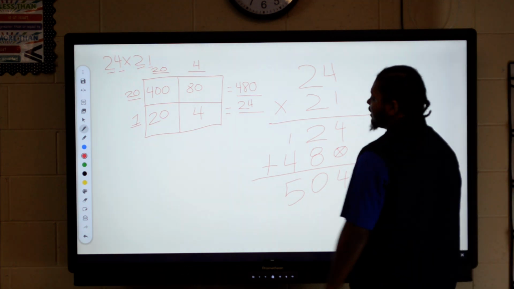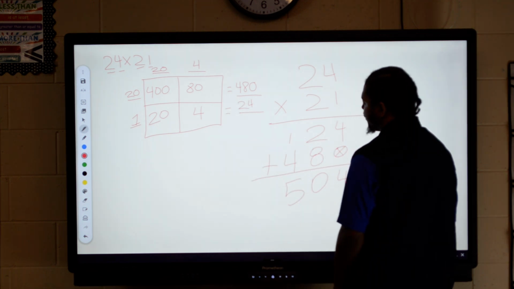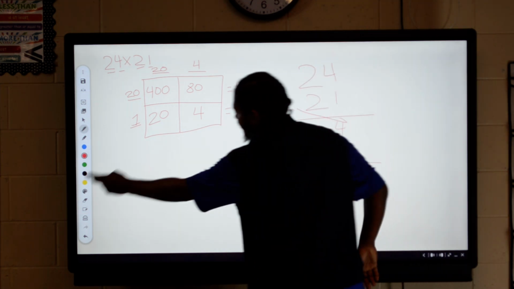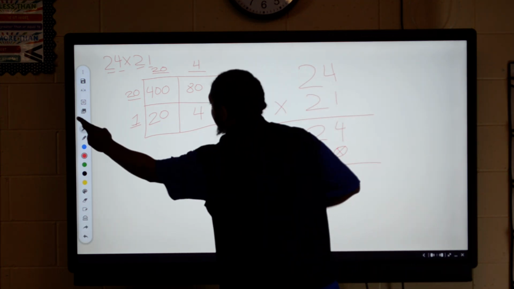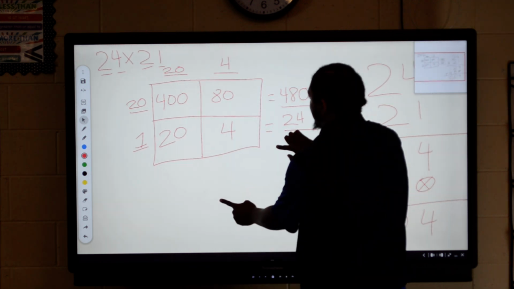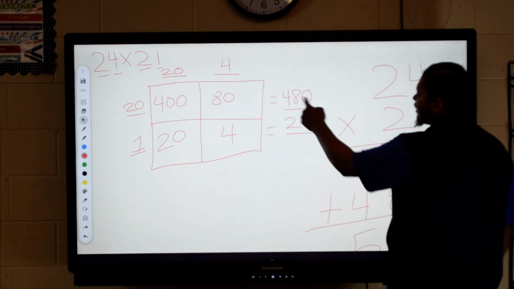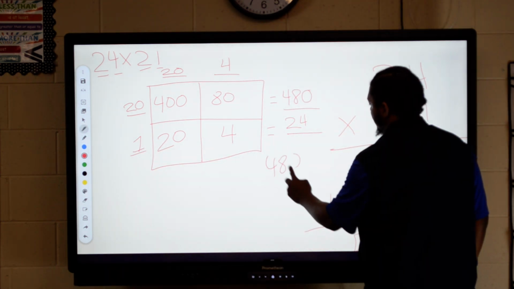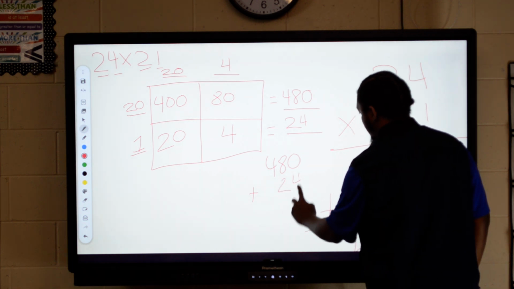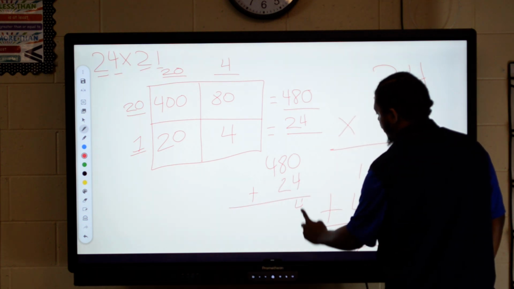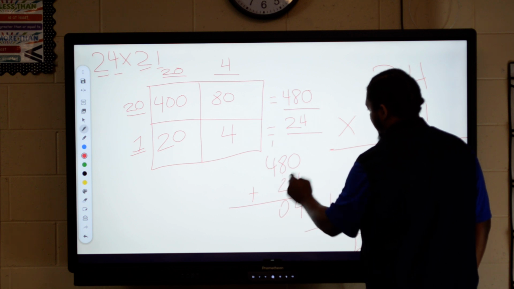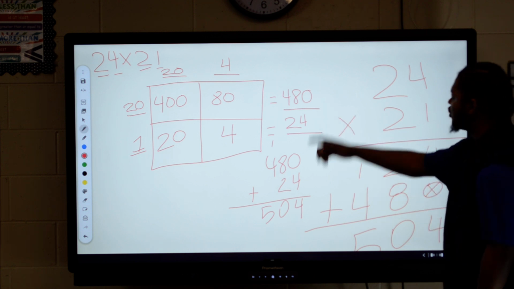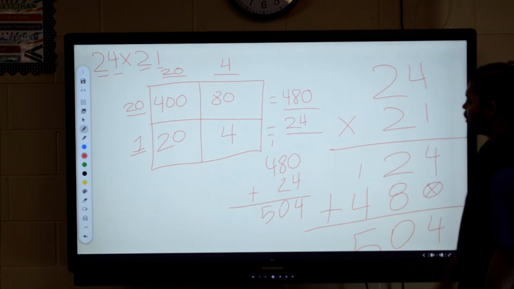The way that we can check this is to add our partial products from our area model, which we have here. So if we go back to our area model, then we can take these two numbers and add them together. So 480 plus 24. That leaves us with 4. 8 plus 2 is 10. Carry the 1. Again, 4 plus 1 is 5. So this is how we check it to see if we are correct. We add our partial products together, and we see if we come up with the same answer.